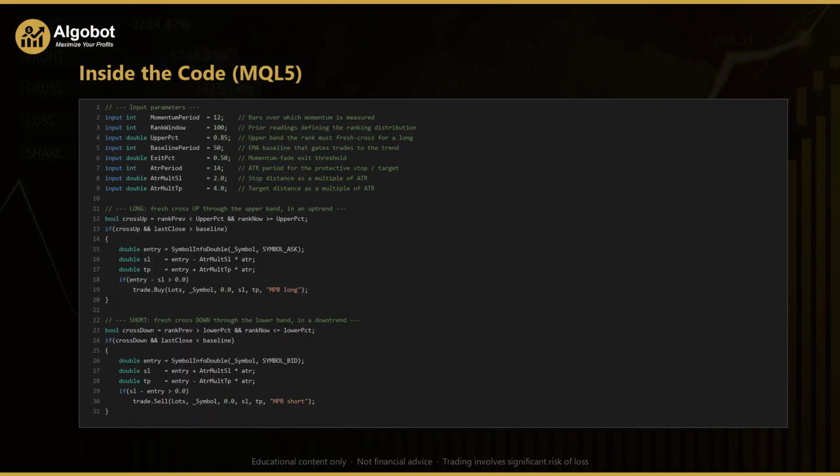Cross-down is true when the previous rank was above the lower band and the current rank has dropped to or below it. It confirms the close is beneath the baseline, then reads the bid price, places the stop 2 ATR multiples above entry, the target 4 multiples below, and calls trade.sell. Because the stop and target are attached to each order at entry, the position is protected from the moment it opens, whether or not the momentum fade exit fires first. Both sides share the same logic, just reflected.